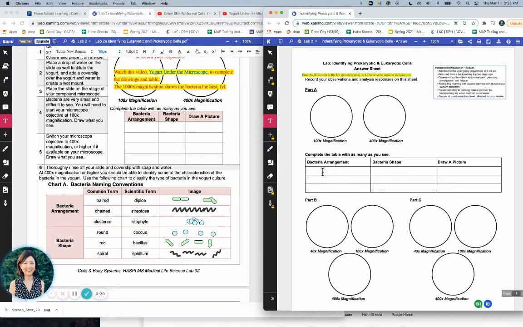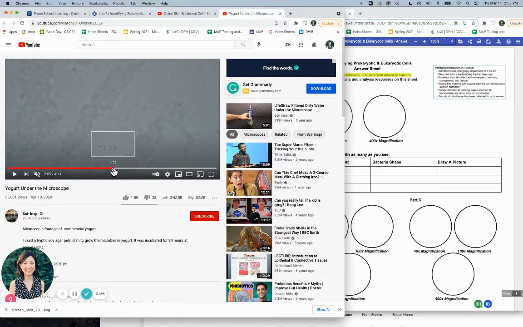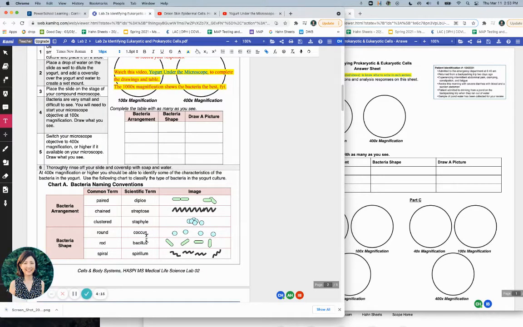So here the arrangement would be chained or strepto. The bacteria shape would be round or coccus, and then a picture would just be a chain of little circles. And then I'm going to go ahead and see what else is there. Here's some rod-shaped bacteria. So if you look closely, these are not circles. These are longer rods, and these are bacillus bacteria, lactobacteria. So we can add that we see the rod-shaped bacillus.